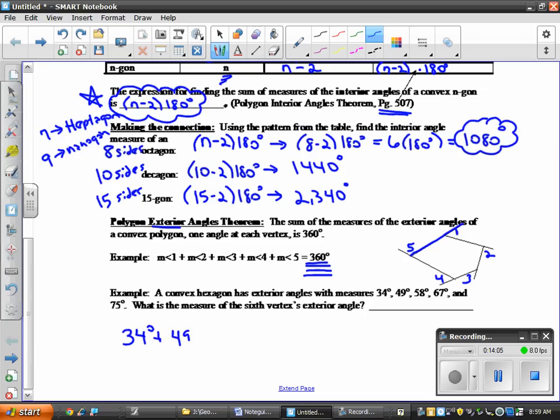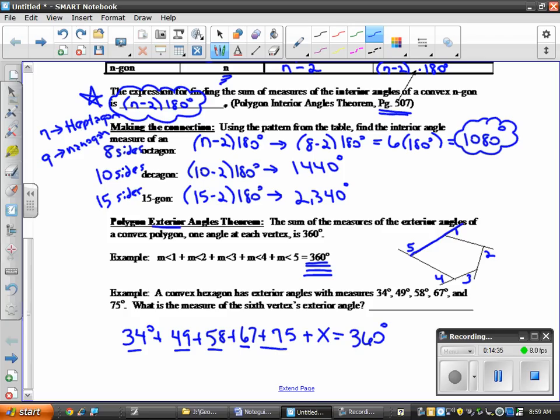We know the next one's 49. We know the next one's 58. We know the next one's 67. We know the next one is 75. So this is 5 of the 6 angles of a hexagon. The 6th one we don't know, so we're just going to put whichever variable you want: A for angle, X because we use it all the time, whatever. When you add all these together, whether it's a hexagon, pentagon, whatever, it's going to be 360 degrees.